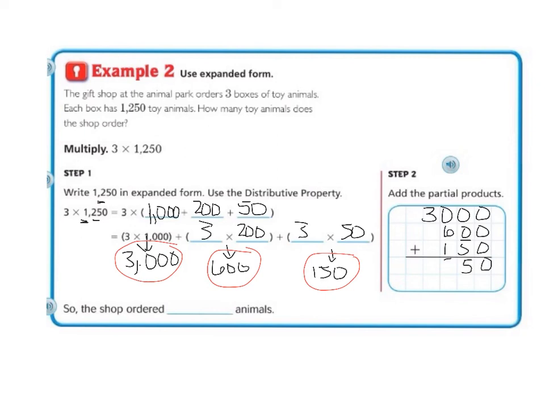6 plus 1 is 7. And bring down the 3. Means that if I multiply 3 times 1,250, I should get the answer 3,750. We will continue on with the expanded form and partial products tomorrow in class.